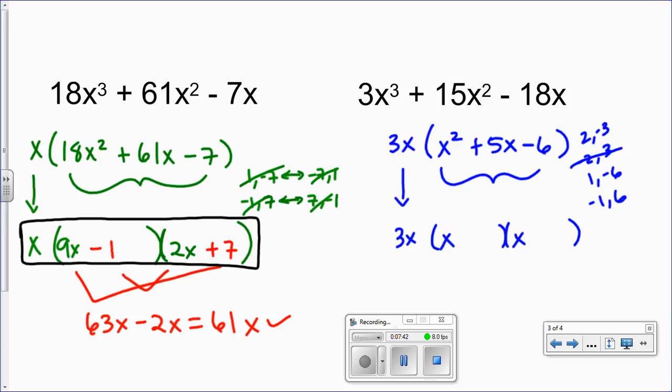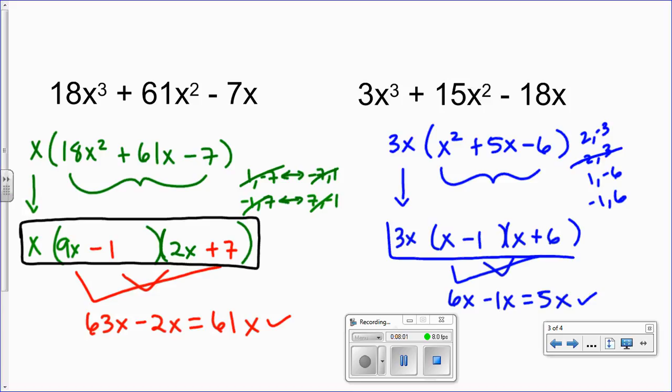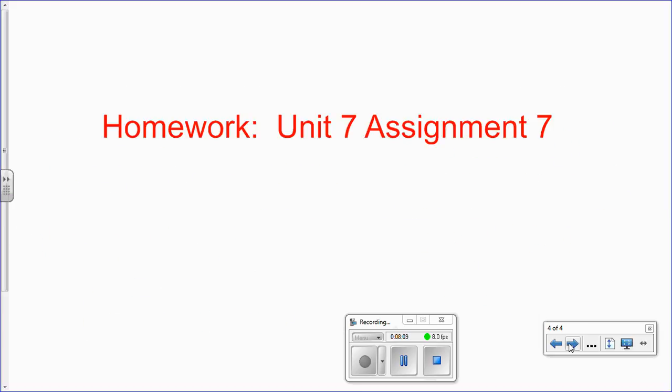It wasn't that one. I'm going to think about this a little logically. So I want a positive 5. So that means I need a negative 1 and a positive 6. And then I check my outer and inner. And that gives me positive 5x. Okay, that is it. You're ready to do Unit 7, Assignment 7.